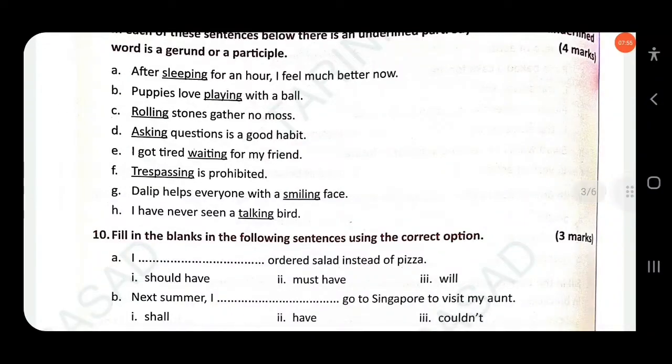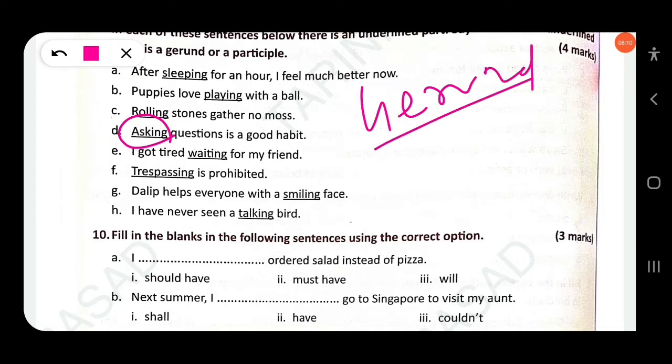Then next: asking questions is a good habit. So here asking is used as a gerund. Gerund means asking is not a verb here, it is used as a noun. So you have to write: asking, this is a gerund used as a noun.